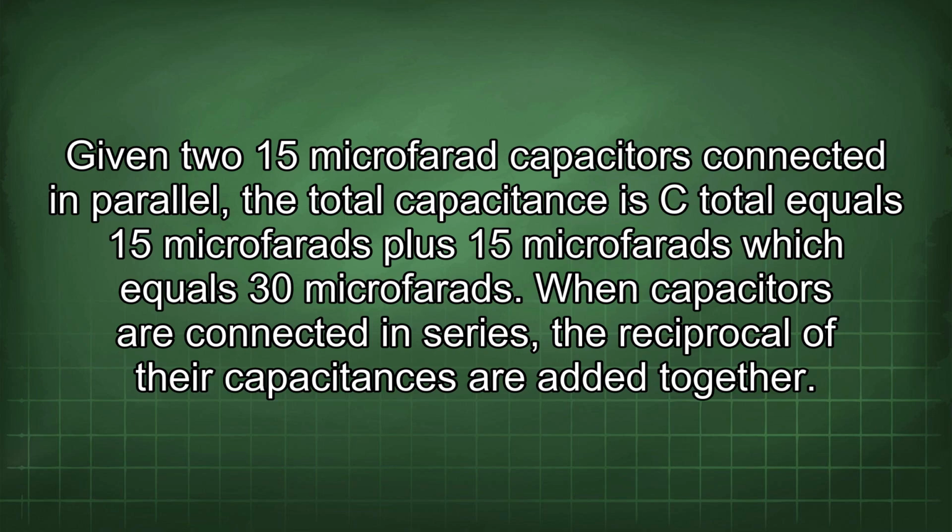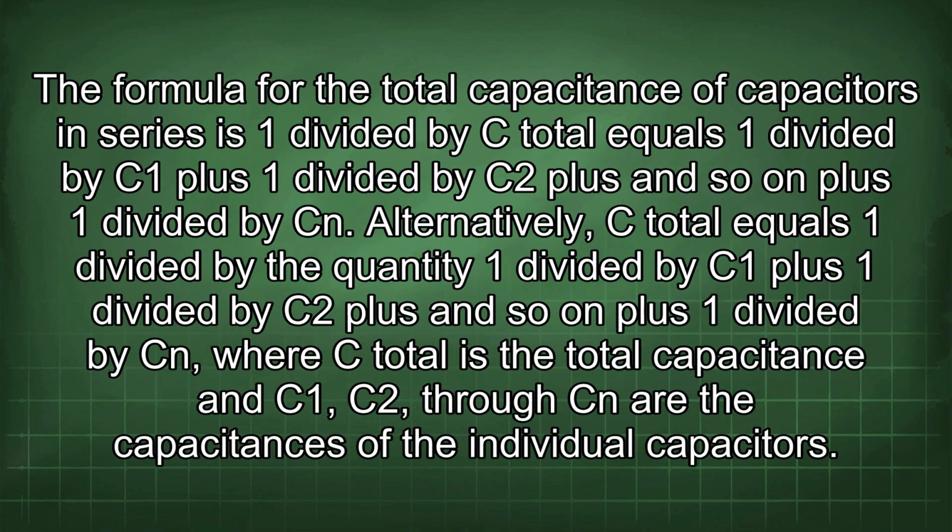When capacitors are connected in series, the reciprocal of their capacitances are added together. The formula for the total capacitance of capacitors in series is 1 divided by C total equals 1 divided by C1 plus 1 divided by C2 plus and so on plus 1 divided by Cn. Alternatively, C total equals 1 divided by the quantity 1 divided by C1 plus 1 divided by C2 plus and so on plus 1 divided by Cn, where C total is the total capacitance and C1, C2 through Cn are the capacitances of the individual capacitors.